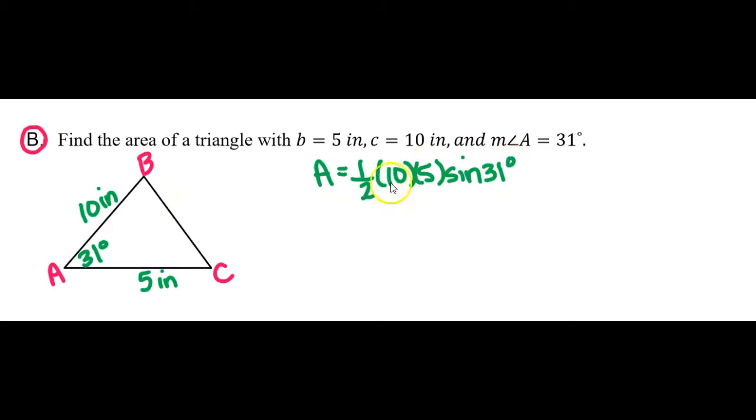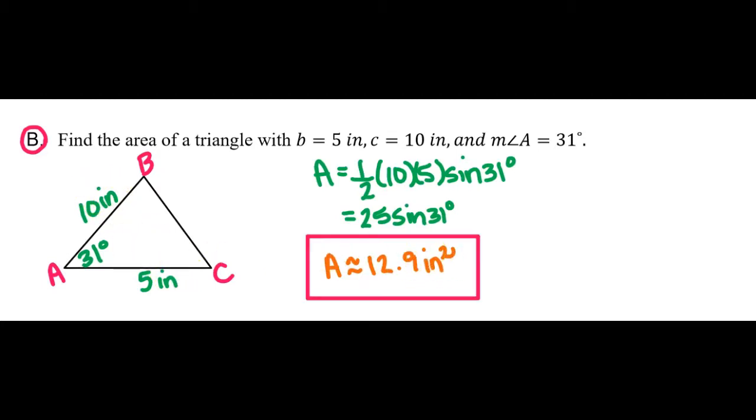Again, we have 50 times 1/2, so we're going to have 25 times the sine of 31 degrees, and we can put that in our calculator. So our area is going to be approximately 12.9, and since we have inches as our side lengths, our area will be in inches squared.